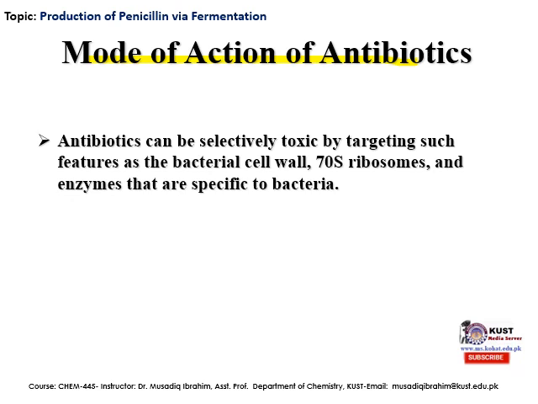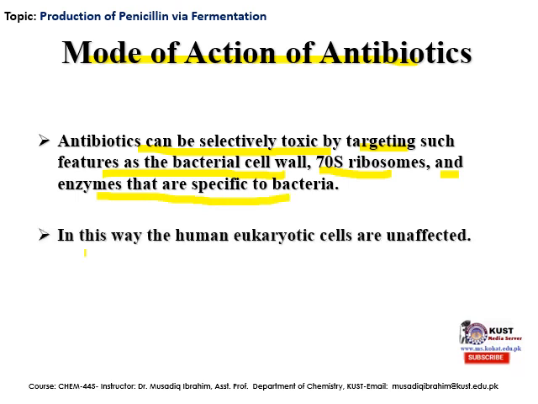Now, moving towards the mode of action of antibiotics. Antibiotics can be selectively toxic by targeting such features as the bacterial cell wall, the 70S ribosomal portion, and the enzymes that are specific to bacteria. Furthermore, in this way, the human eukaryotic cells are unaffected.